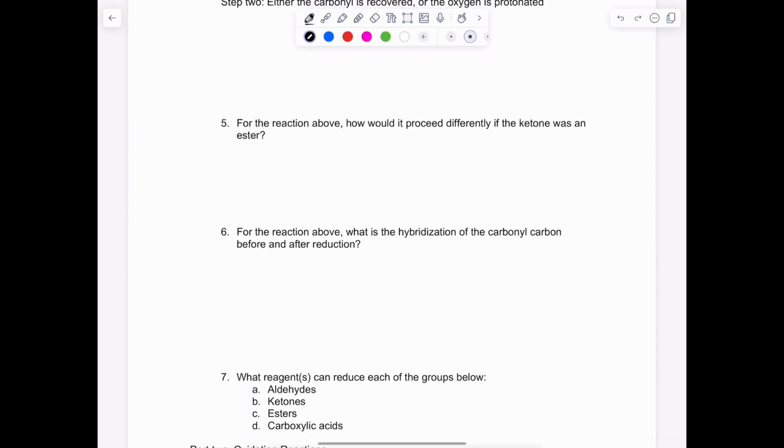Question 5 asks how the reaction above would proceed differently if we used an ester instead of a ketone. So I'm going to draw that ester, and starting with the same reactant, we have an H-. The first step is exactly the same. We're still going to attack at the carbonyl carbon and kick up the double bond onto the oxygen. However, instead of immediately protonating the O-, those electrons are actually able to come back down and reform the carbonyl carbon by kicking off the OR- as a leaving group.